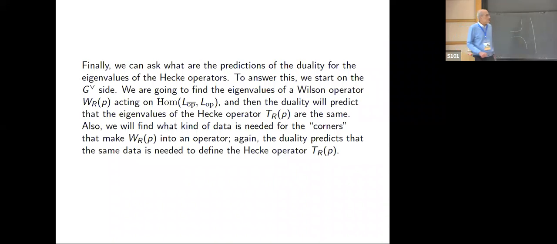The last question at this level of generality is, what are the predictions of the duality for the eigenvalues of the Hecke operators? Well, to answer this, we'll start on the G-dual side. We're going to find the eigenvalues of a Wilson operator, W_R, acting on the Hilbert space, and then the duality will predict that the eigenvalues of the Hecke operator on the automorphic side will be the same. Also, we'll find what kind of data is needed for the corners or the endpoints of the Wilson operator on the boundary.